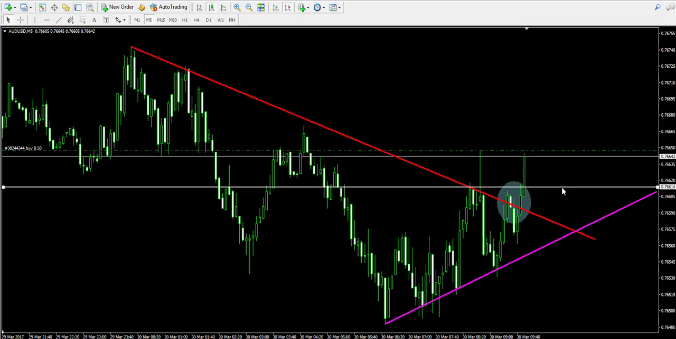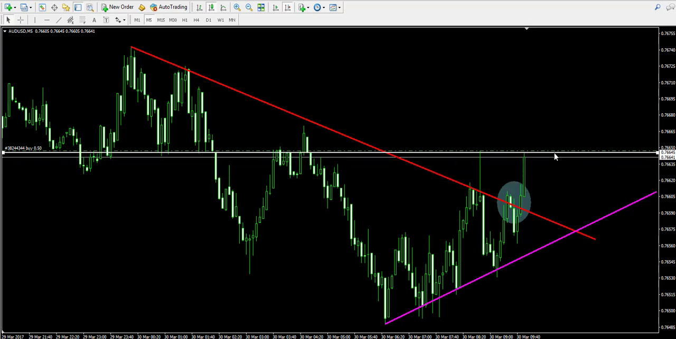After breaking its previous high on the chart, the price is now approaching our entry point, which I'm going to mark with the white line on the chart. Now let's protect our trade with a stop loss order.